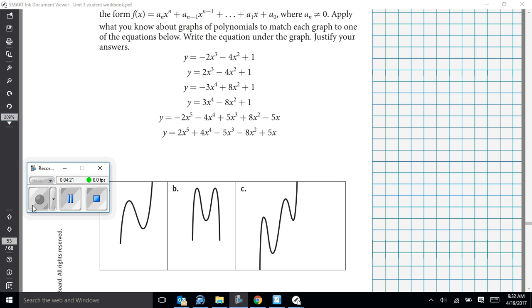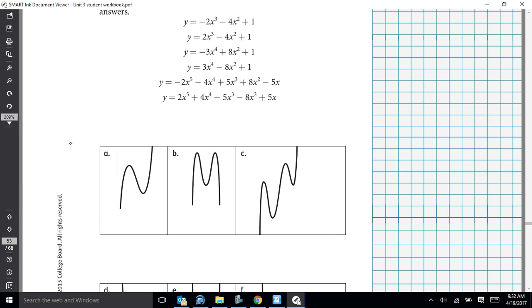All right, so looking at A, is that one going to be odd or even? It's going to be odd, right? So now we have a few odd ones. Looking at this, how many terms did it have? It was 3, right? So we have 1, 2, 3. So this one is going to be one of these. Now we need to determine, is it going to be the negative or the positive?